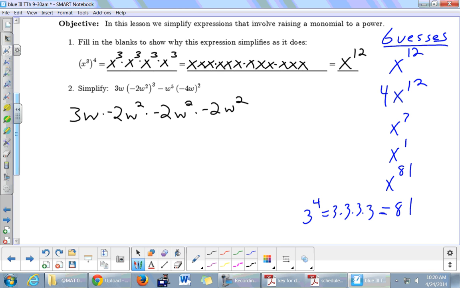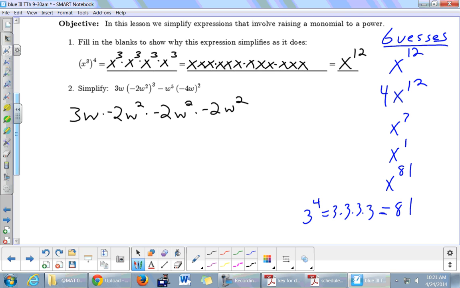In those parentheses, everything was cubed. So everything in the parentheses got written 3 times. Do we see it? In the front was a 3w. There was no reason to write that any more than once because it wasn't squared or cubed. It was just solitary 3w. But the stuff in the parentheses was cubed, so we just write it 3 times.